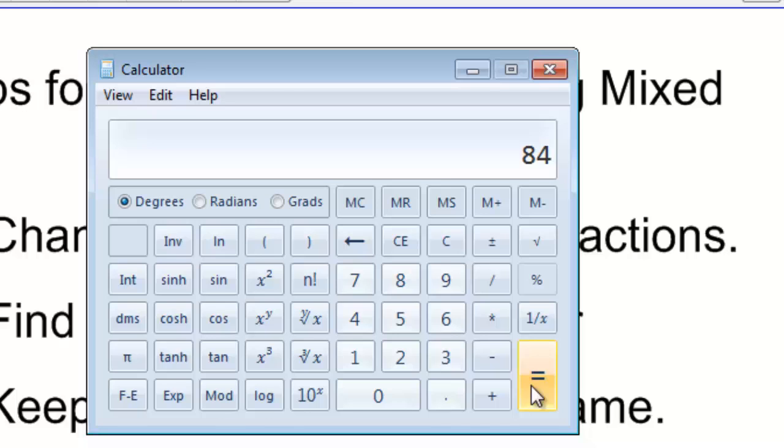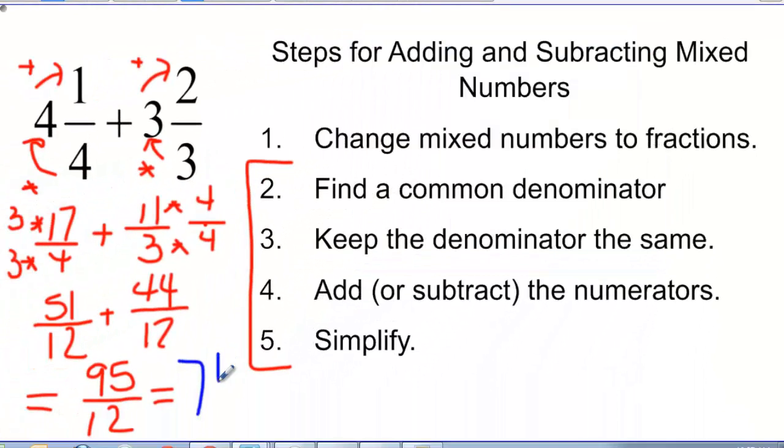And so I can see that I've used up 84 twelfths in my whole. So if I subtract 84 away from 95, so I do 95 minus 84, that gives me 11. So I can see that I have 11 twelfths left over, and that makes sense because when I changed it to a decimal, it was 7.9 something. That was very close to 8, and 11 twelfths is very close to a whole.